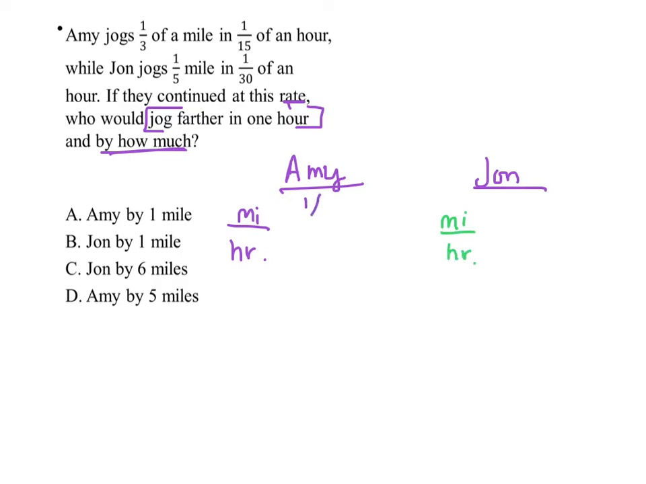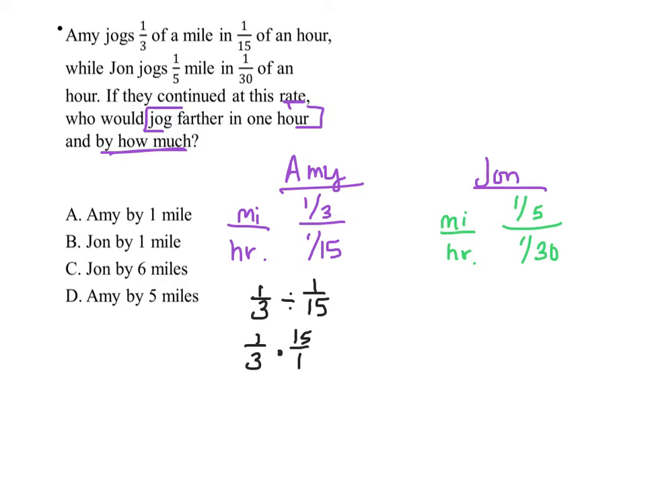Amy jogs 1/3 of a mile every 1/15 of an hour. John jogs 1/5 of a mile in 1/30 of an hour. Unit rate, just need to divide. 1/3 divided by 1/15. Keep, change, flip, multiply straight across. I get 15/3, and 15 divided by 3 is 5. So this is saying that Amy jogs 5 miles per hour.